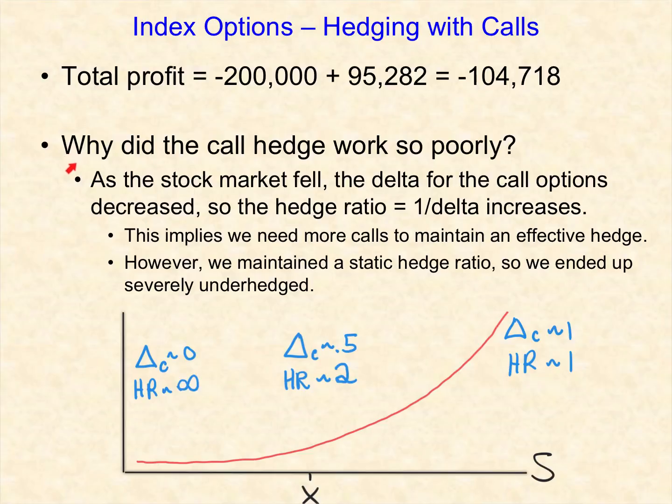Why did the call hedge work so poorly? As the stock market fell, the delta for our call options decreased, and so the hedge ratio, which is 1 over the delta, will increase. Let's look down here. At high stock prices, our hedge ratio is near 1. As the stock price falls, the hedge ratio increases to 2 and eventually approaches infinity. So that's the problem we had here. As stock prices fell, our hedge ratio increased, but we maintained a static hedge and did not write more call options.